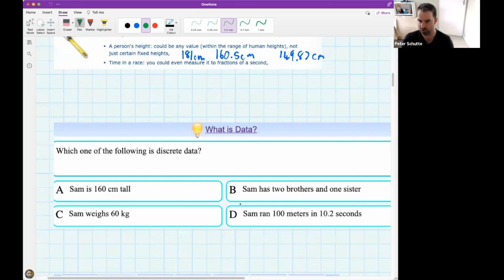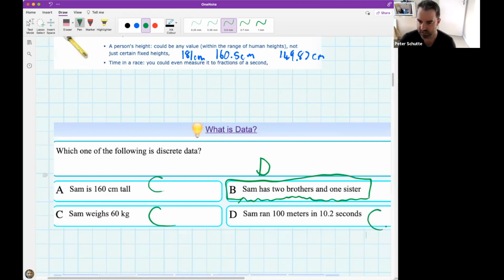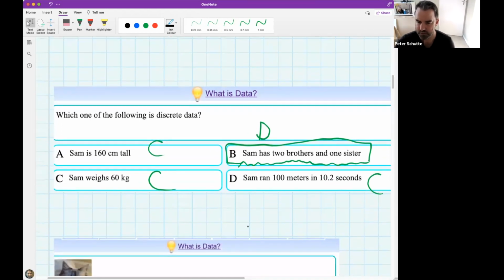I see a lot of students seem to be going for B. Sean has 2 brothers and 1 sister as discrete data. And I agree, because even if your brother or sister is smaller than you, they still count as one person. So this would be an example of discrete, and this would be an example of continuous, and continuous data. Okay, 100 meters could be written as 10.2, and that's why it's not discrete data.